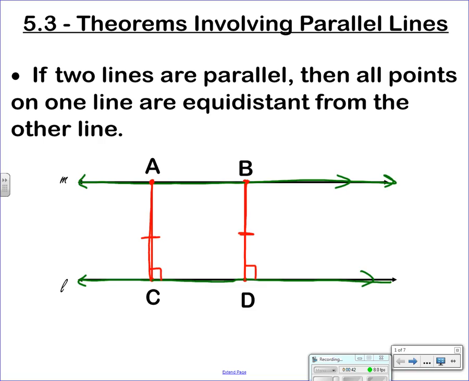Now let's look at why that is. A is parallel to B because they're pieces of larger lines that are parallel. Now angle ACD is a right angle and BDC is a right angle. Thus, because same side interior angles are supplementary, I know AC is congruent to BD. Thus, ABDC is a parallelogram, and opposite sides of a parallelogram are going to be congruent.